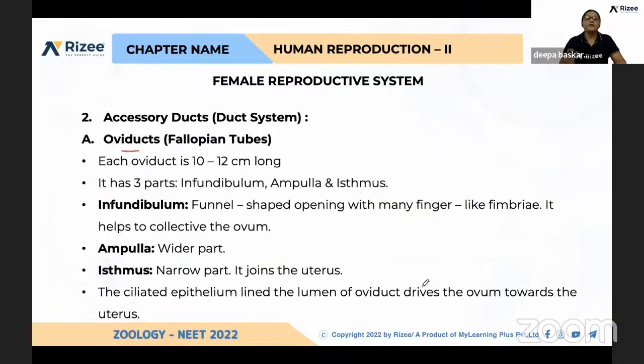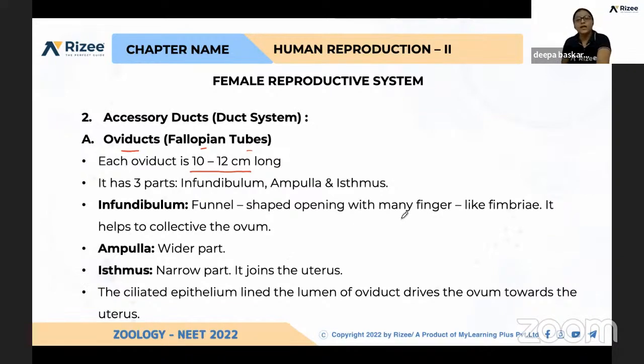What is the major feature of this fallopian tube? It is very important, and it is responsible for fertilization, because after ovulation, after the release of the egg from the ovary, the egg will come and wait in the fallopian tube to meet sperm. How many days will it wait for sperm? Only 2 days. What is the length of this oviduct or fallopian tube? 10 to 12 centimeter long.